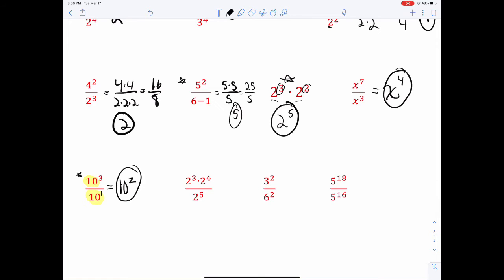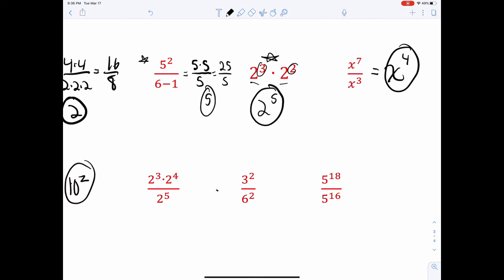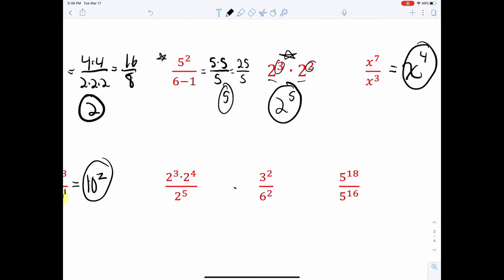And then some of these trickier ones down here. This one in particular, the hardest one. Before we subtract, there's actually a product rule in here. So we're going to do the product rule. We're going to get 2 to the 7th all over 2 to the 5th. And now if you have that, you should be good to go. You should get 2 squared at that point.